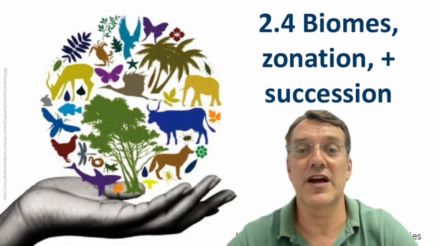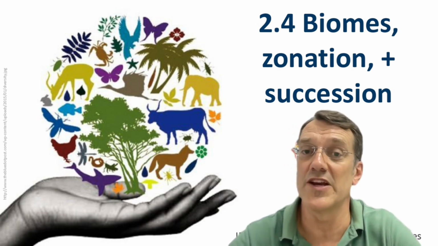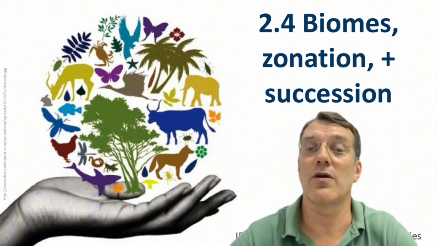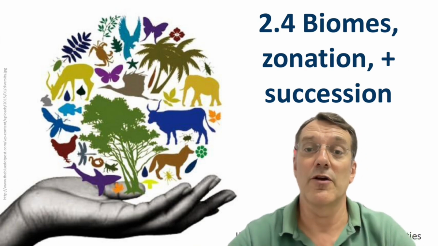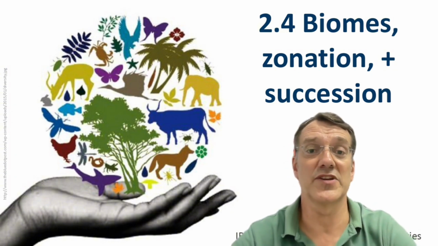Welcome to another IB Environmental Systems and Societies video. Today's topic is 2.4, Biomes, Zonation, and Succession. We'll examine how climate determines biome distribution, how communities change across environmental gradients, and how ecosystems develop over time.